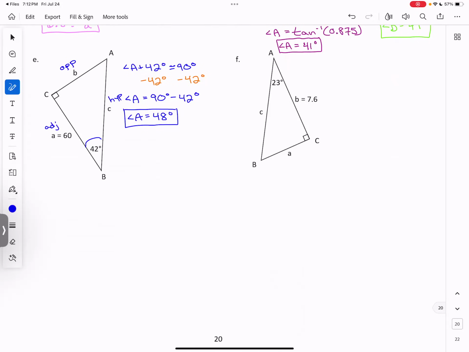So I want to use the adjacent. Let's solve for little b. So I'm looking for opposite and I know my adjacent. So let's use the tan ratio then. So tan of 42, well, I should start with the general statement. Tan of theta is opposite over adjacent.